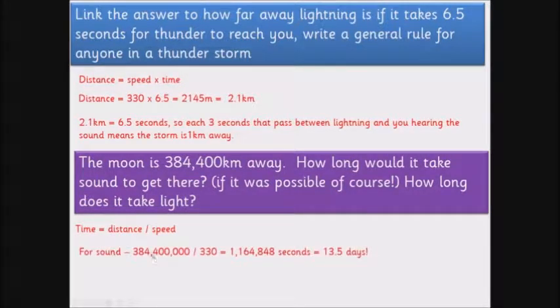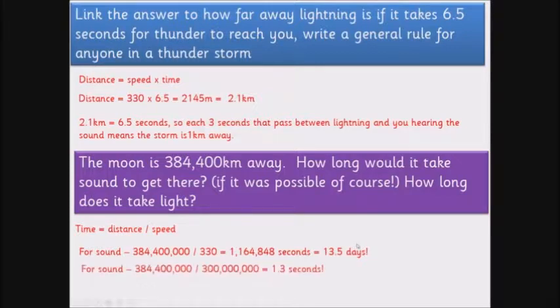For sound, the distance is 384,400, and then we need 3 extra zeros because remember this is 384,400 kilometres, so this is 384.4 million metres. Divide that by the speed of sound, which is 330, and that gives us a big answer, over 1 million seconds. If we convert that into days by just dividing by 60, dividing by 60, dividing by 24, we end up with 13.5 days, so quite a long time for sound to get from the moon.